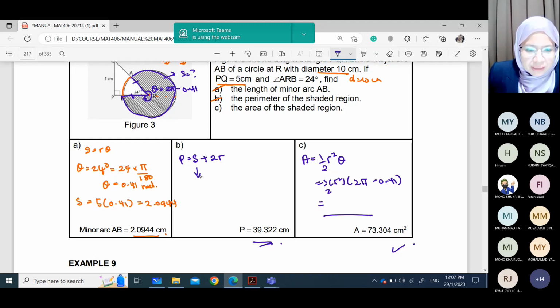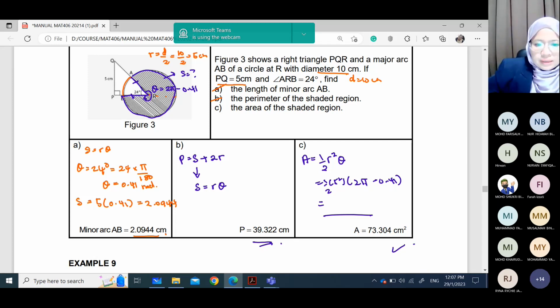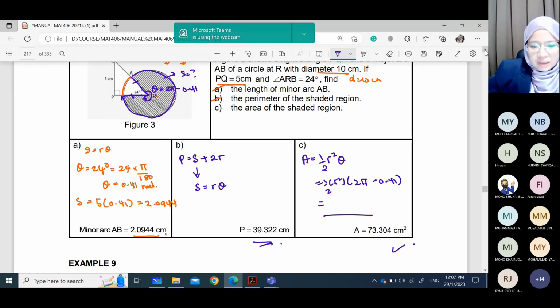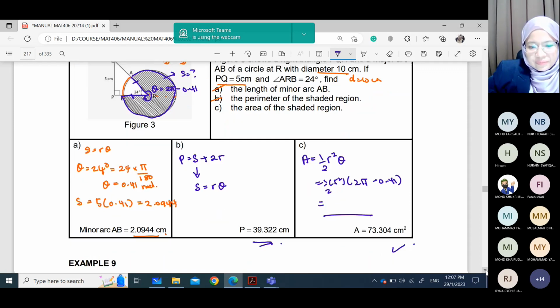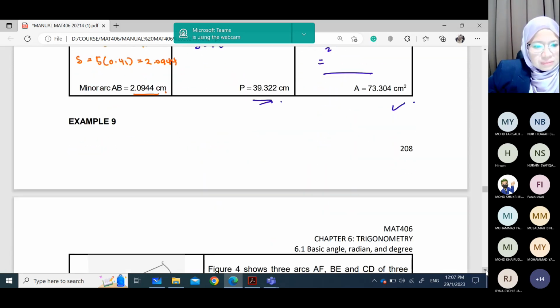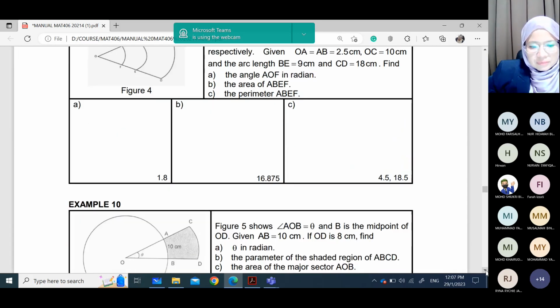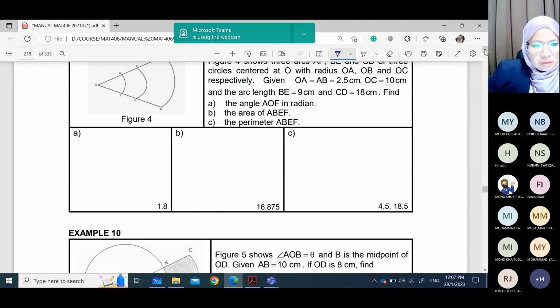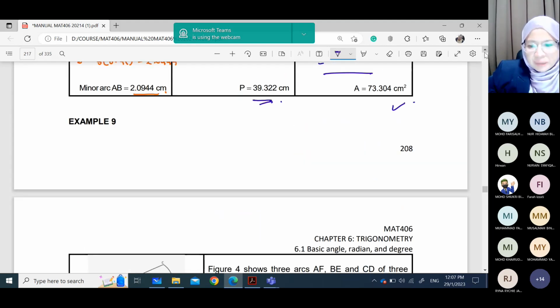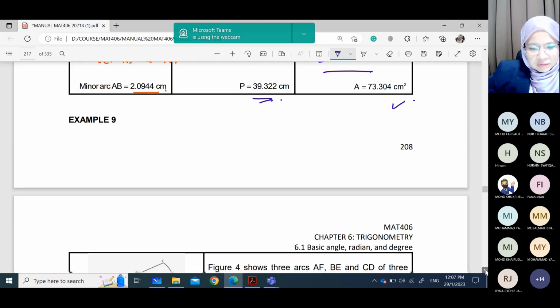So S yang ini, macam nak dapatkan S sama juga dengan R theta. So theta untuk yang ini 2 pi minus 0.41. Okay, dapat tak? Dapat. Boleh. Okay, ada soalan untuk sampel 8? Tak ada. Banyak lagi ni untuk trigonometry. Okay, sampel 9 boleh buat sendiri tak?